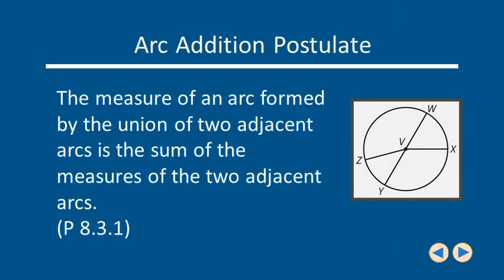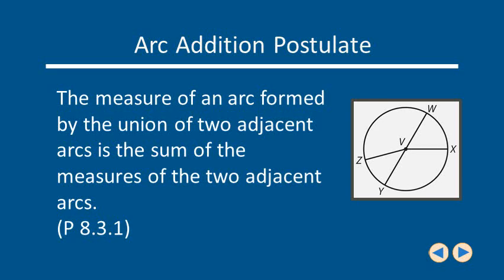This leads us to the arc addition postulate. The measure of an arc formed by the union of two adjacent arcs is the sum of the measures of the two adjacent arcs. So this is the same thing as the angle addition postulate that goes all the way back to chapter 1, right?